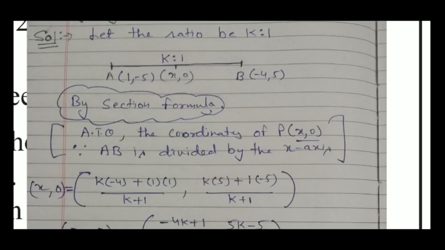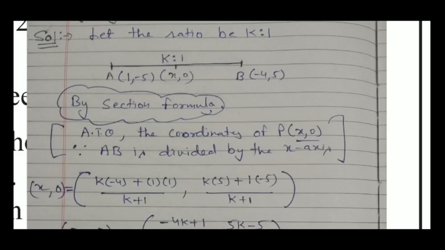Because the given line segment AB is divided by the x-axis. When a line segment is cut by the x-axis, the point of intersection is (x, 0). So that's why the coordinates of P are (x, 0). Now by using the section formula, you will write down the coordinates of P.